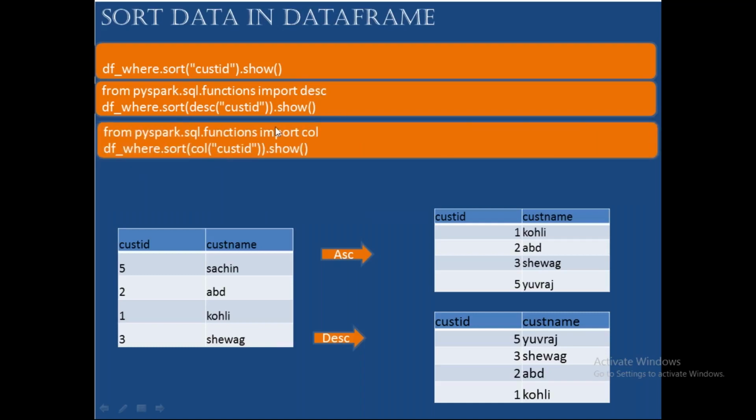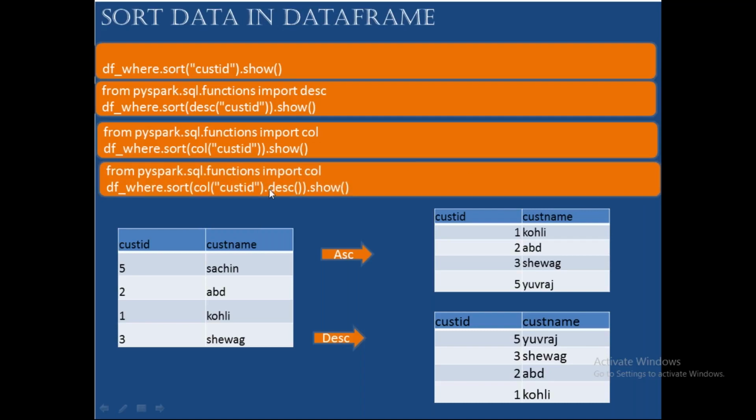Another syntax that you can use is col of custid for ascending, and col custid dot desc you can use for descending. Okay, you are using sort, right?